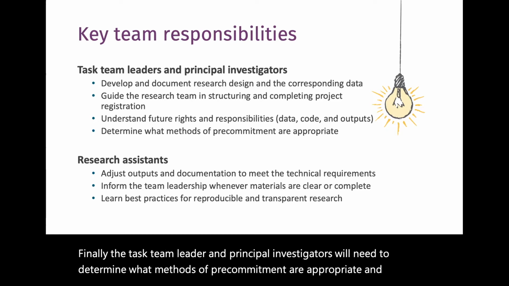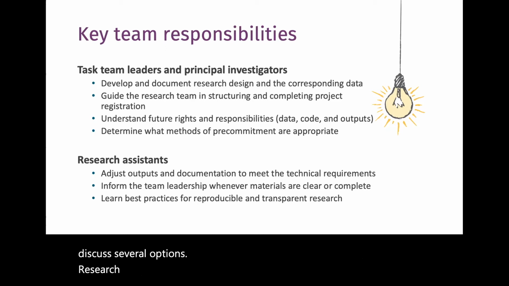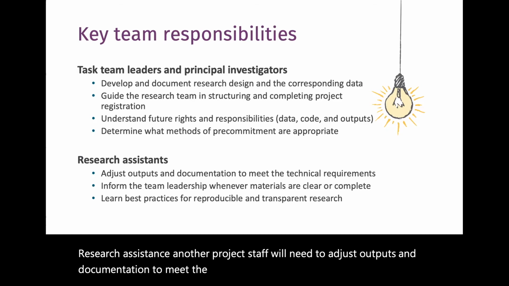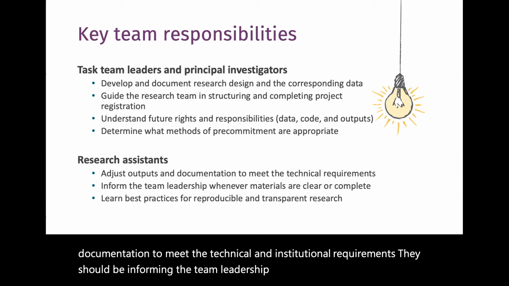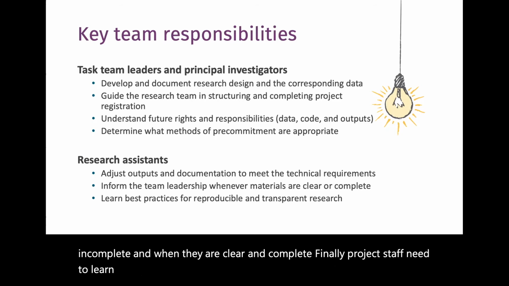Finally, the task team leader and principal investigators will need to determine what methods of pre-commitment are appropriate, and we'll discuss several options. Research assistants and other project staff will need to adjust outputs and documentation to meet the technical and institutional requirements. They should be informing the team leadership whenever materials are unclear or incomplete, and when they are clear and complete. Finally, project staff need to learn best practices for reproducible and transparent research and implement them faithfully.